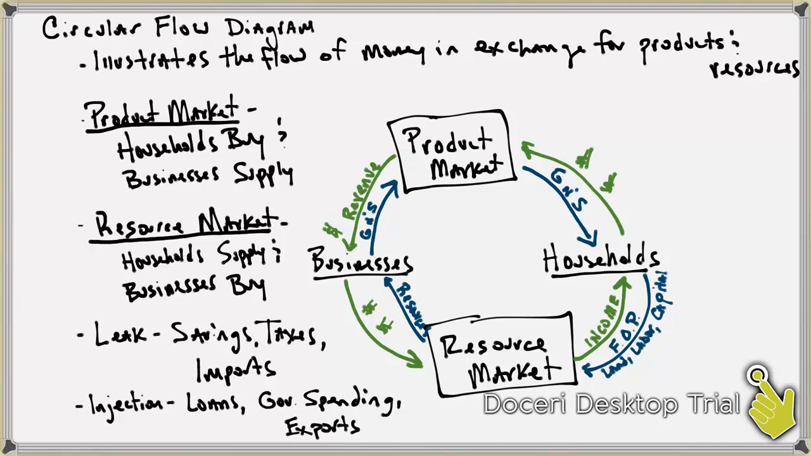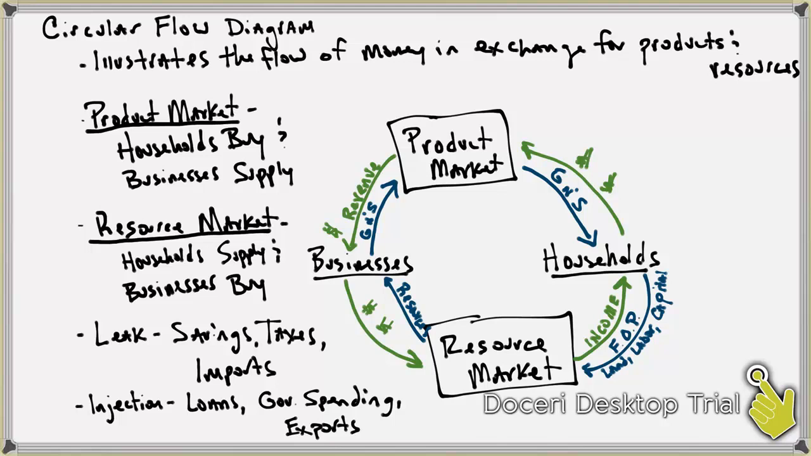And so if you take a look at the diagram, you'll see that the green arrows all represent money flowing throughout our economy. And every time we get to a market, either the product market or the resource market, that's where we have an exchange that takes place. And the exchange is just where money is being given up for either goods and services or for resources.